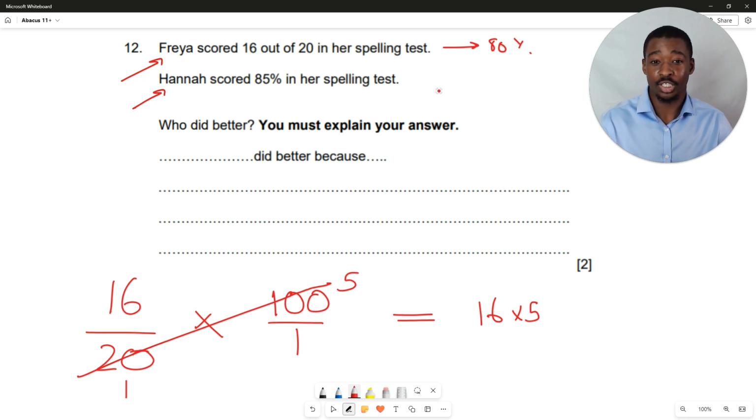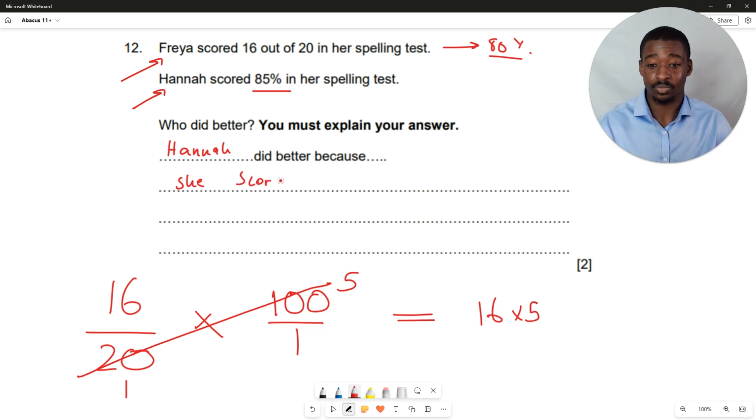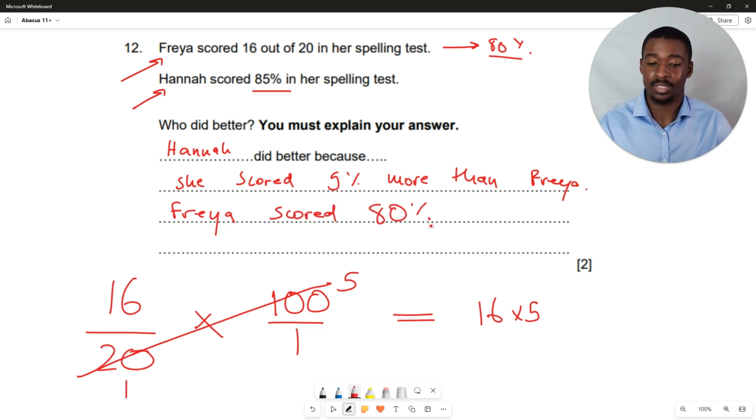And therefore, because she scored 80%, she scored less than Hannah, who scored 85%. So we can write something down. Let's say Hannah did better because she scored 5% more than Freya. And we know this because Freya scored 80%. And that should be enough for our 2 marks.